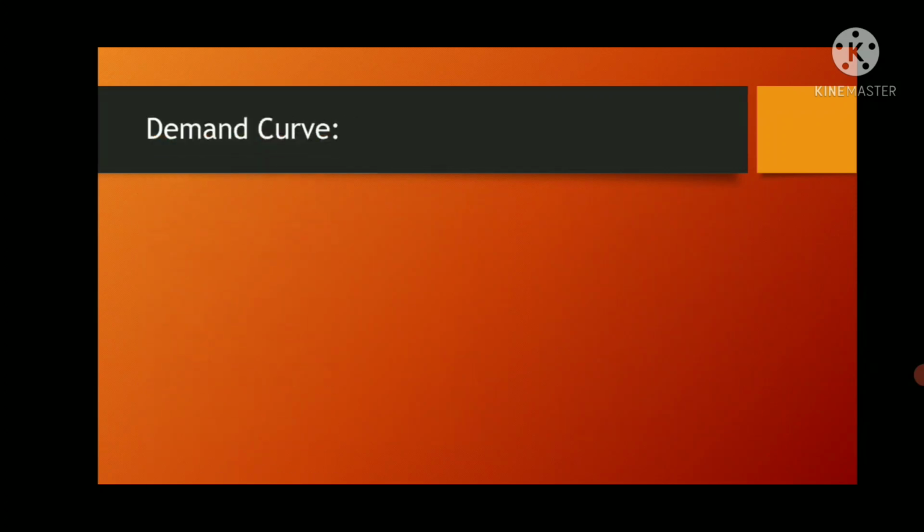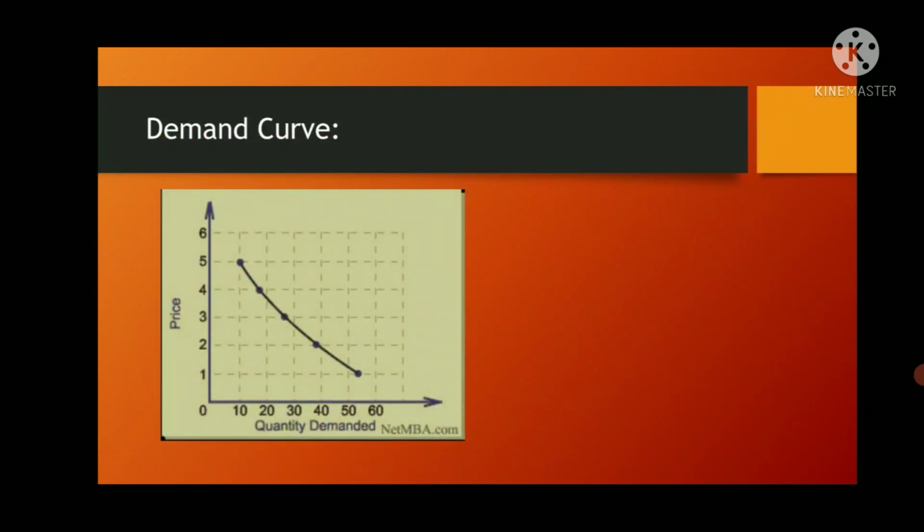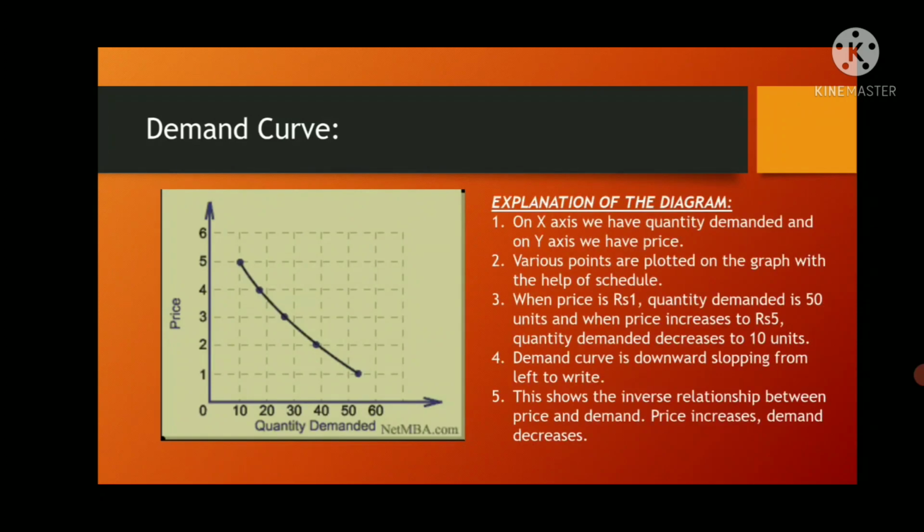Let us try to understand this concept with the help of the demand curve. This is also again given by Alfred Marshall in his law, that is law of demand. You can see there are two axes, x-axis and y-axis. The x-axis has quantity demanded and the y-axis has price. These points are plotted on the graph with the help of the schedule which we just saw.